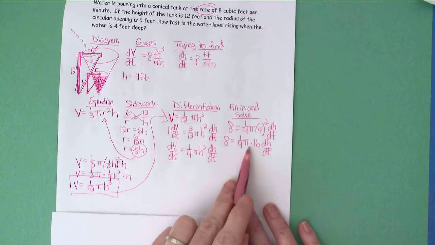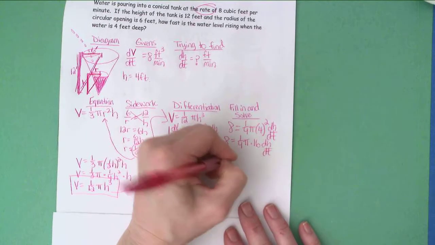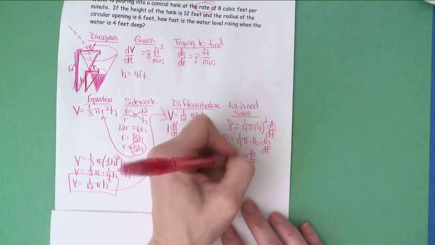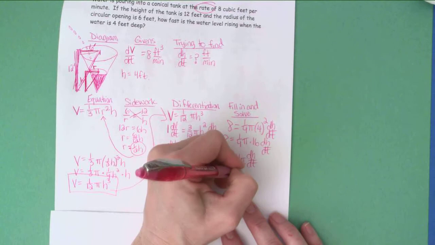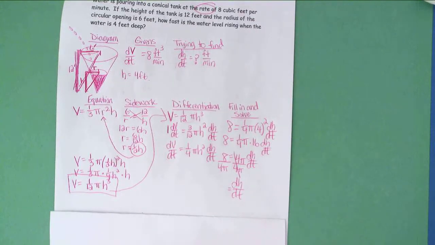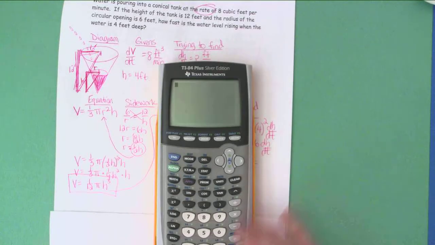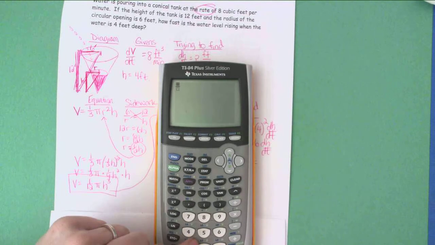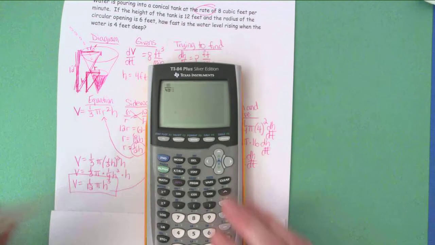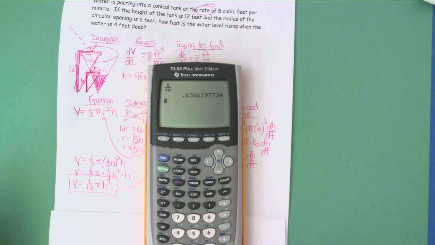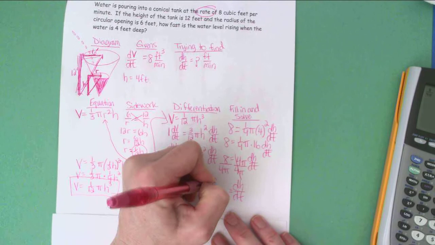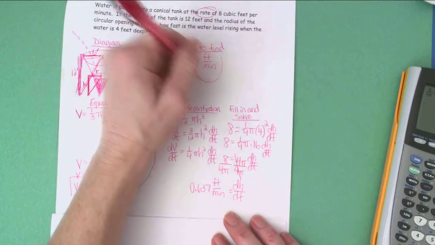And 1/4 times 16 is just 4, so I can clean it up further and just write 4 pi dH/dt. Solving for dH/dt, which is what I want to find, I'm going to divide both sides by 4 pi. So dH/dt equals, and I'll go to my calculator here again, 8 divided by 4 pi. 0.637, so 0.637 feet per minute. And again, I already knew what my units were going to be.